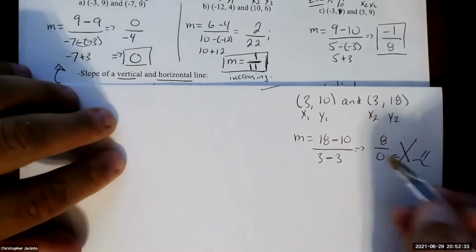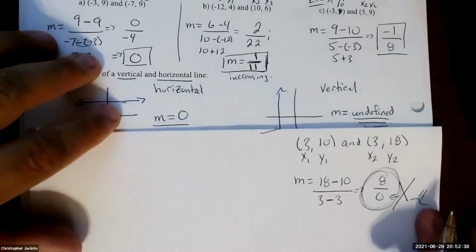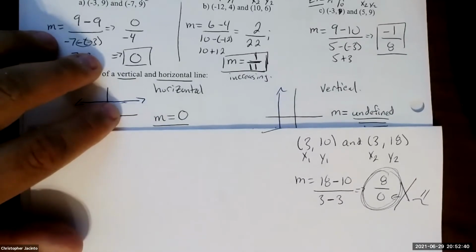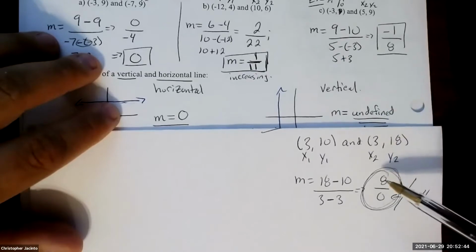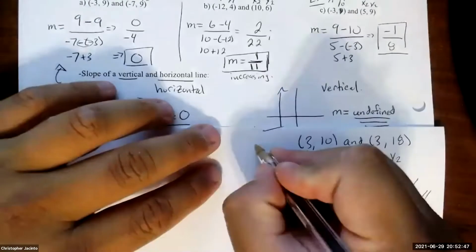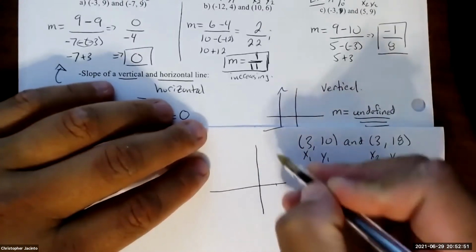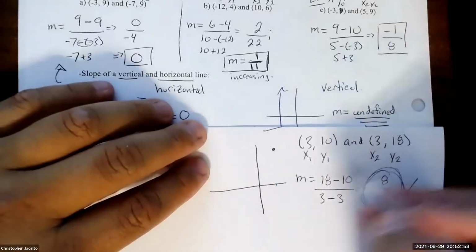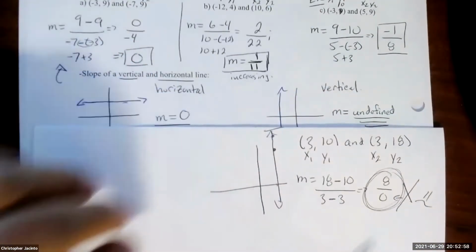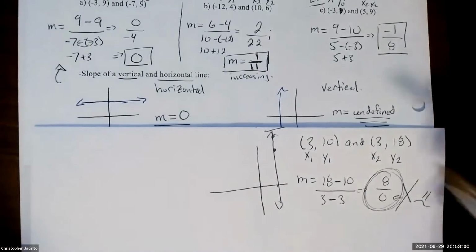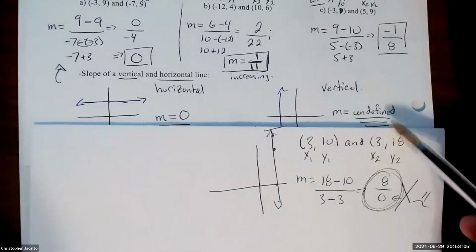Right? You can never have this happening. So whenever we have this situation happening, we always say it's undefined. Okay? So that's why a vertical line always has an undefined slope, because if we actually would plot these 2 points, well, we have 3 and 10, and we have 3 and 18, that's a vertical line. So vertical lines always have a slope that is undefined, meaning it doesn't exist.